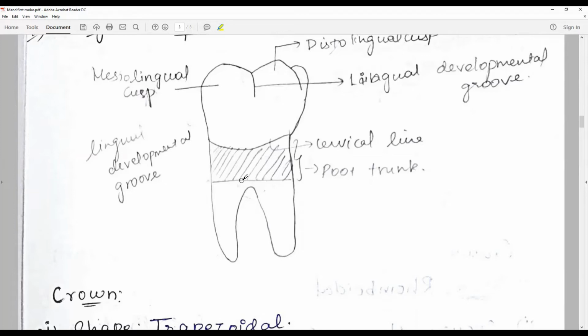Mesiolingual and distolingual cusps and a small portion of the distal cusp are visible in this aspect. The outline of the mesiolingual cusp is slightly wider than that of the distolingual cusp. The two lingual cusps are more pointed than the buccal cusps, and they are approximately of the same height.